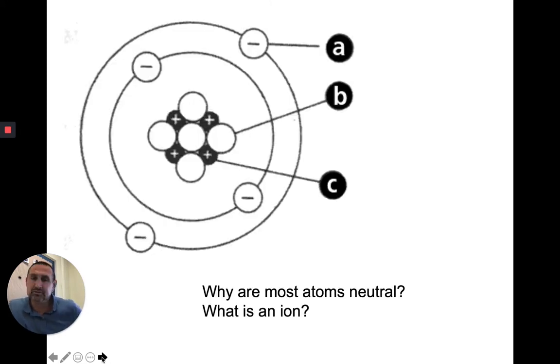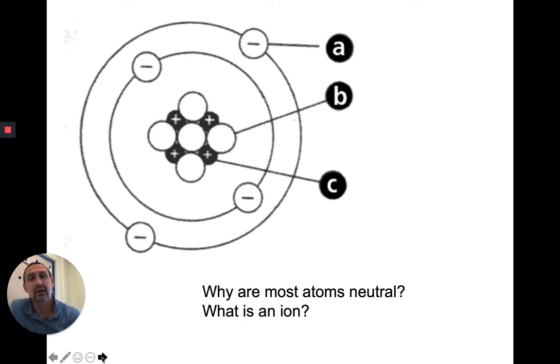This is a generic atom, and let's take a look at some of the parts. A is pointing to an electron. Electrons are negatively charged, and electrons will orbit the nucleus of the atom. B is pointing to a neutron. Neutrons have no charge, but they do have weight or mass. Electrons are too small to have any mass.